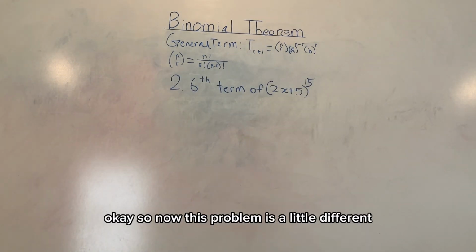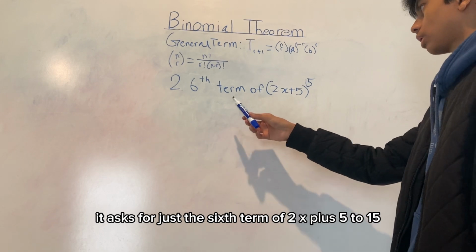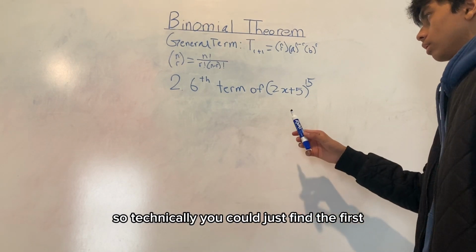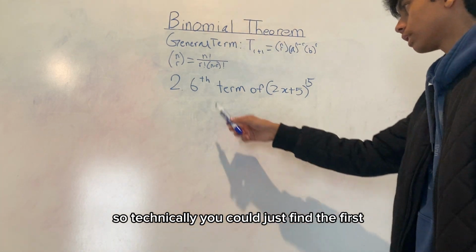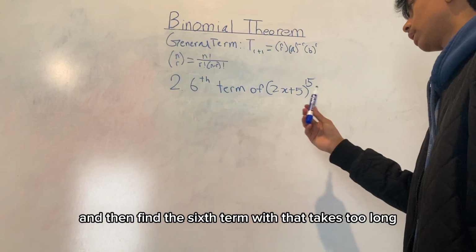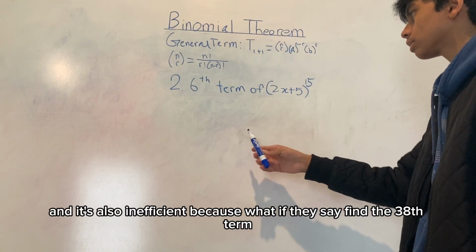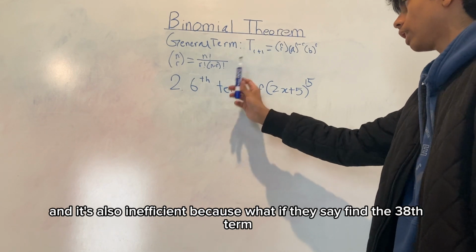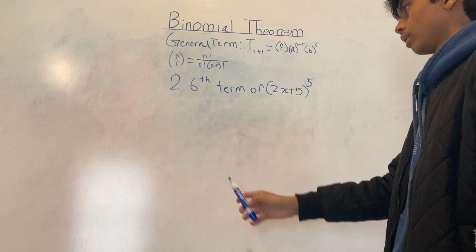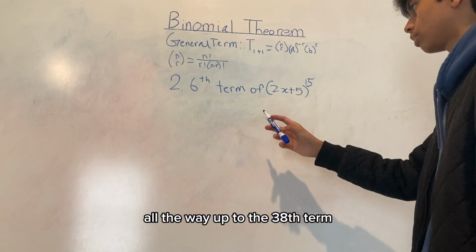Okay, so now this problem is a little different. It asks for just the sixth term of (2x + 5) to the 15. Technically you could find the first, second, third, fourth, fifth, and then the sixth term, but that takes too long and it's inefficient, because what if they say find the 38th term? You're probably not going to find the first, second, third, fourth, fifth, all the way up to the 38th term.